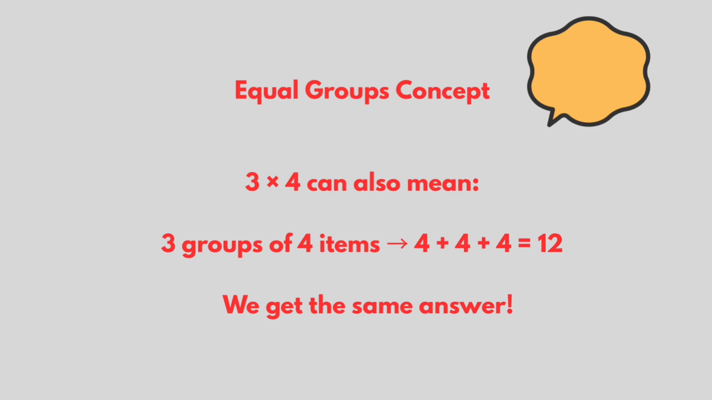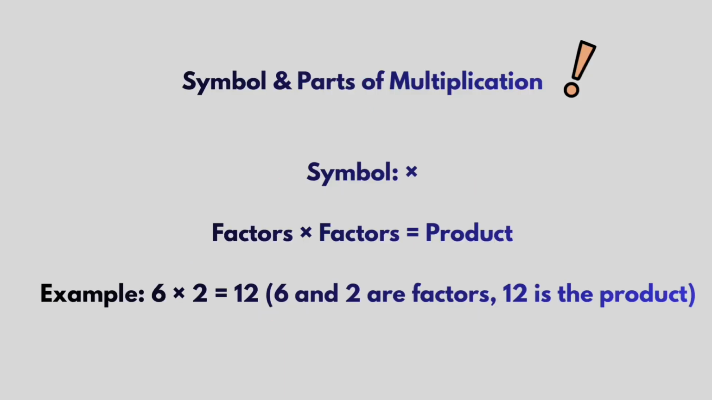Okay. We have the symbol and parts of multiplication. The symbol is a cross symbol. Factors multiply factors gives us the product. For example, 6 multiply 2 gives us 12. So 6 and 2 are the factors and 12 is the product.